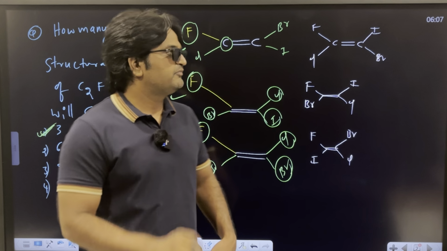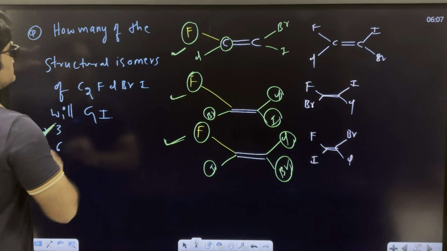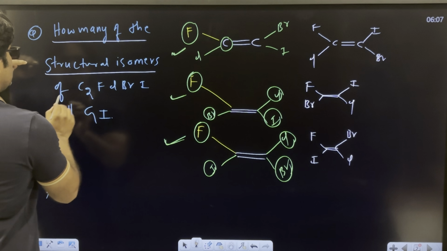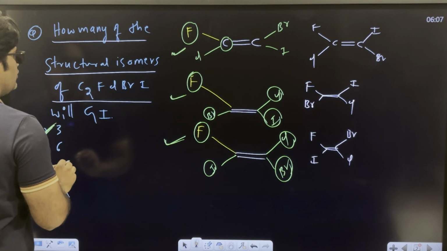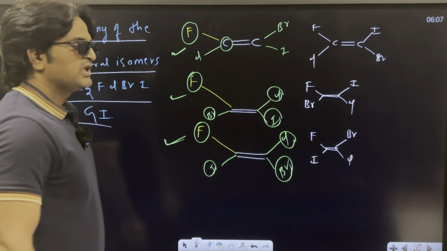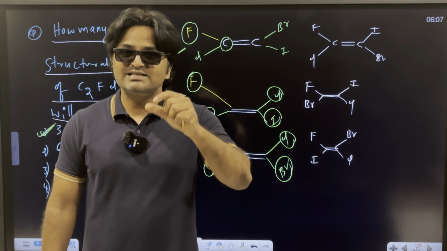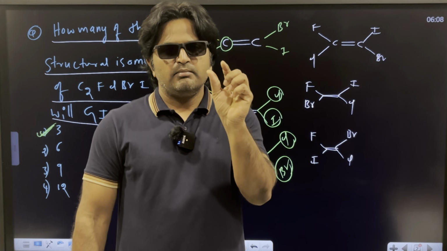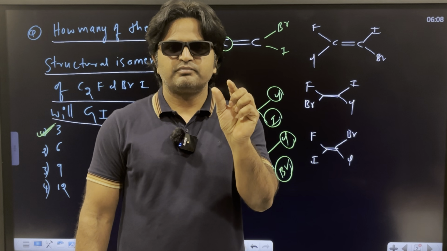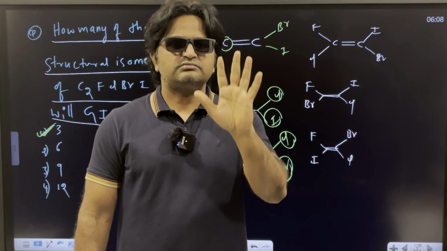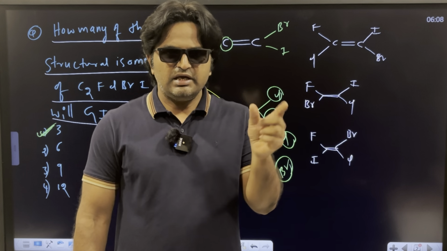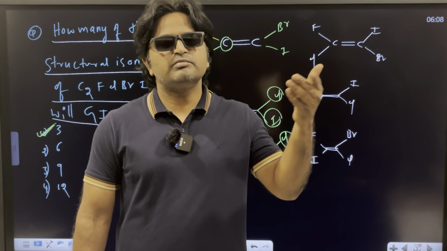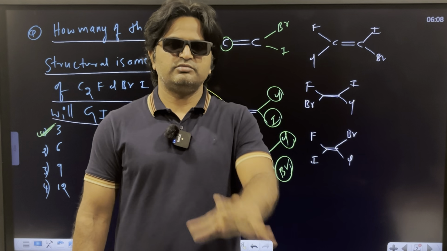Why not 6? Once again, come back to the same question. What is the question here? How many of the following structural isomers of C2F, chlorine, bromine and iodine will show geometrical isomerism? We want structural isomers. What is the fundamental meaning of structural isomers? Molecular formula same, connectivity different. Same molecular formula, but connectivities are different, then those molecules come under structural isomers.